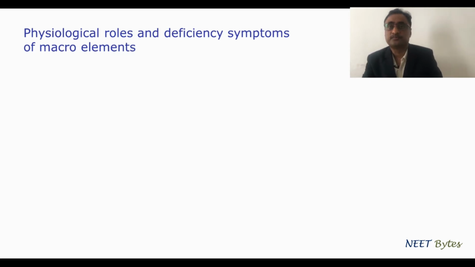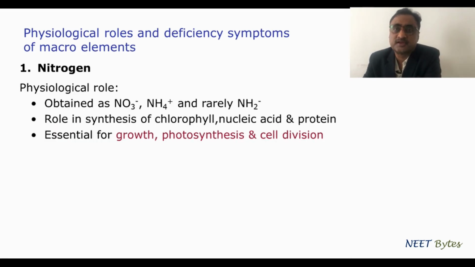Now let's talk about the deficiency symptoms of some of the elements. We are going to discuss some of the key ones, and nitrogen is one of them. Just keep in mind the important aspects from the NEET perspective that you have to memorize for these elements. Number one, in what form the plant takes these elements. Number two, what their key role is. Number three, what their key deficiency symptoms are. These are the only three points you need to know from the NEET perspective.